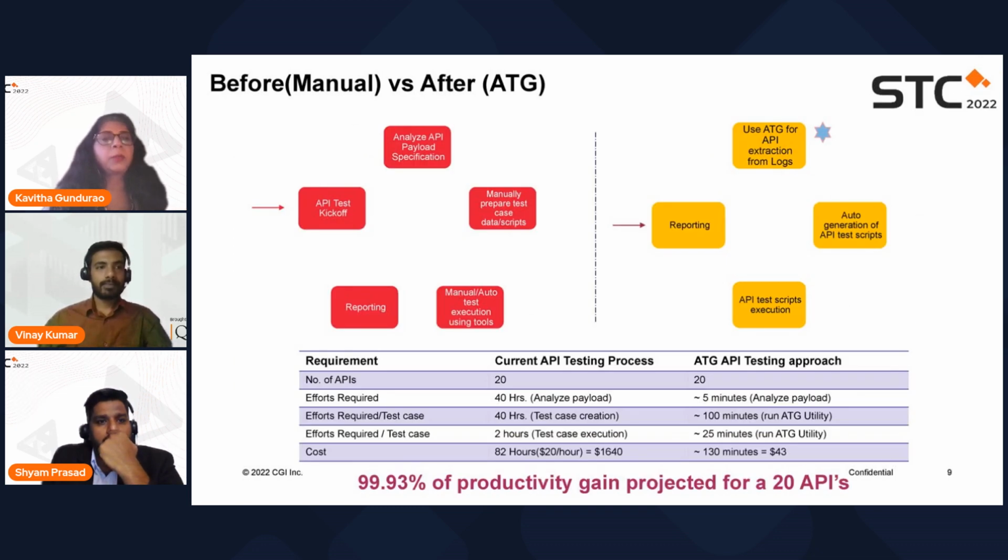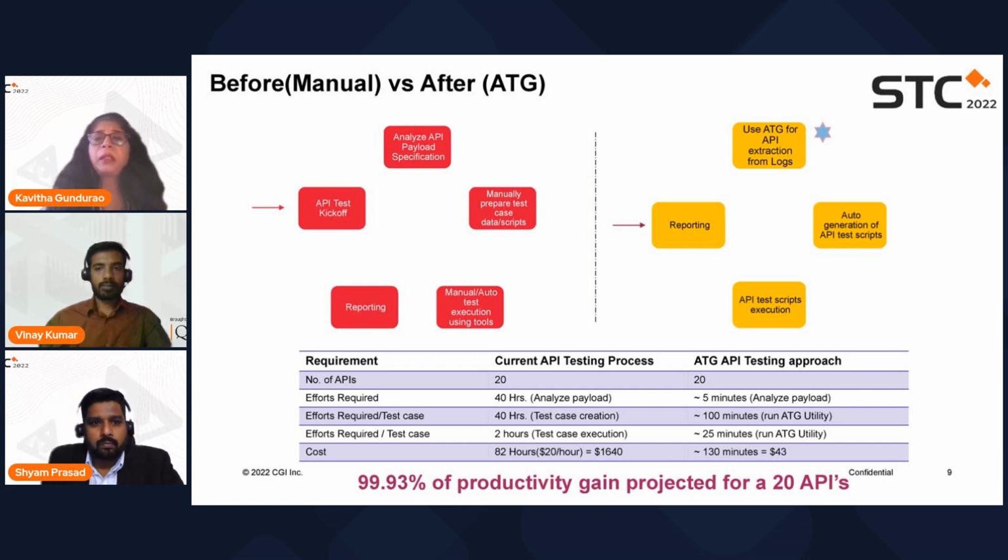Sure. Thanks for explaining that in detail, Vinay. Okay, so let's quickly look at the key benefits with ATG and without ATG. Without ATG, the manual process we normally followed was to kickstart the API analysis, and even constructing the payload was taking a very long time. We had to analyze a lot of things, including the API specifications. That was a daunting task.